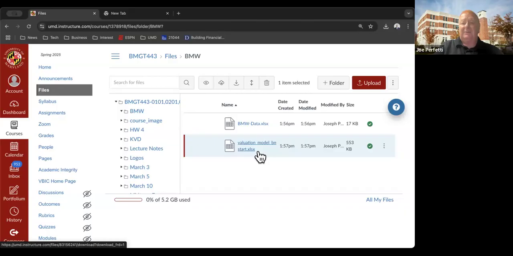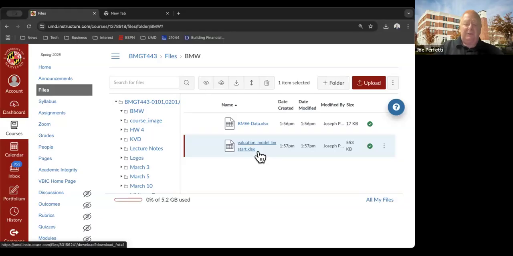You are not allowed to submit somebody else's file. You can't submit a file on somebody else's behalf. You have to create the file yourself. Again, over the next few classes, we're going to value BMW. Once we've done that, it'll take us about 10 minutes to do other companies. But we're going to be using this model pretty extensively through the second half of the semester.